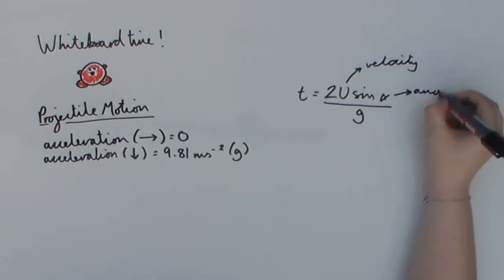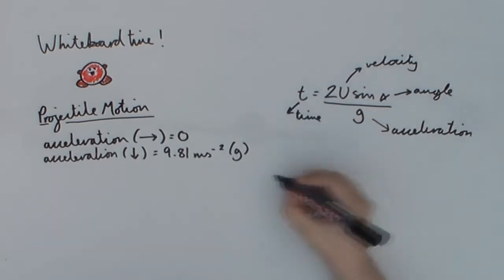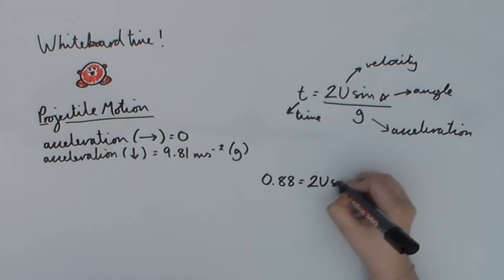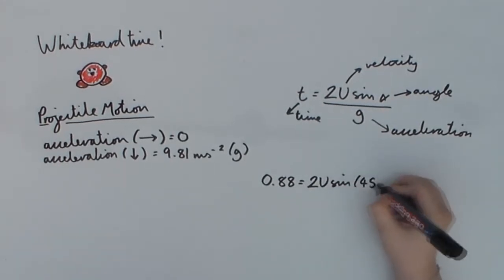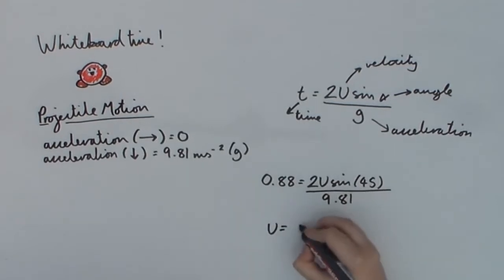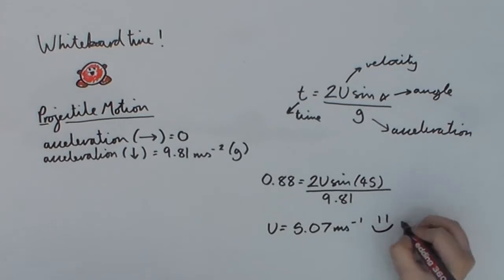The amount of time Falcon spends soaring majestically through the air is a clean 0.88 seconds. We already know the angle of projection, 45 degrees, and we can assume that acceleration due to gravity is just, well, acceleration due to gravity, 9.81 meters per second squared. Plugging those numbers into the equation gives us a value for u of 5.1 meters per second.